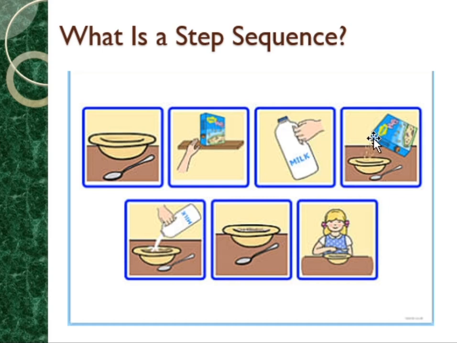And then in the fourth process, you have to pour the cereal into the bowl. Once you have done this fourth step, then you need to fill up the milk into the bowl. And when a certain amount of milk has been poured into the bowl, the next step is you prepare this bowl. And then the last step is you eat the cereal from the bowl by using the spoon. So these are the step sequence.